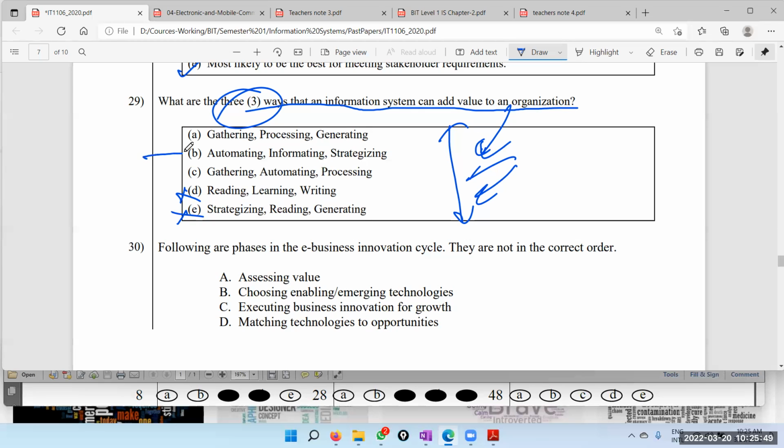So my gut feeling says this. Right. I'm not very sure.